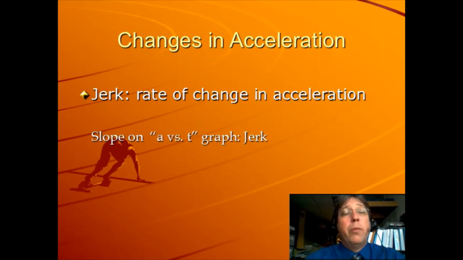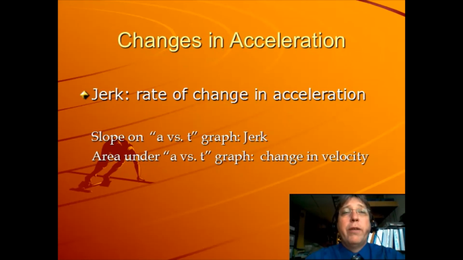This is the slope on an acceleration versus time graph. Now on that same graph, we can calculate the area under the curve, and that would give us the change in velocity of the object that we're graphing.